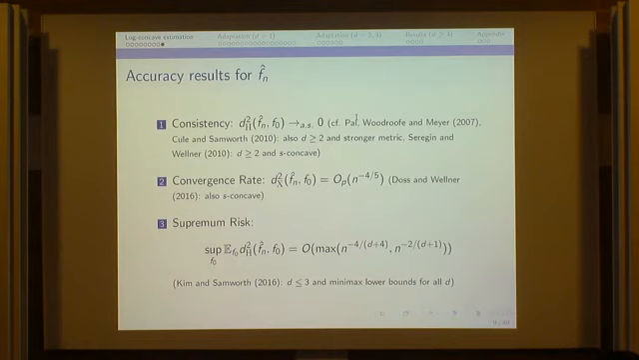There are some previous works on accuracy results for the log-concave MLE Fn hat. In 2007, Pal, Woodroofe, and Meyer proved the consistency in Hellinger distance. The multivariate version was proved by Cule and Samworth. Convergence rate under the d_X squared loss function was obtained by Doss and Wellner, where the rate was n to the minus 4/5. This is the univariate result.